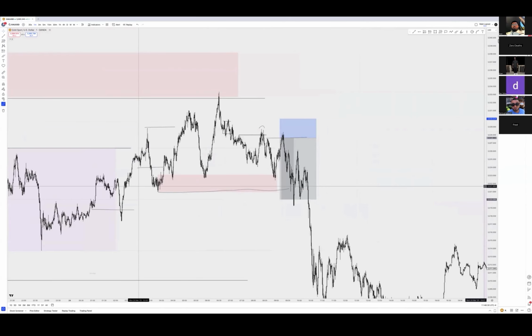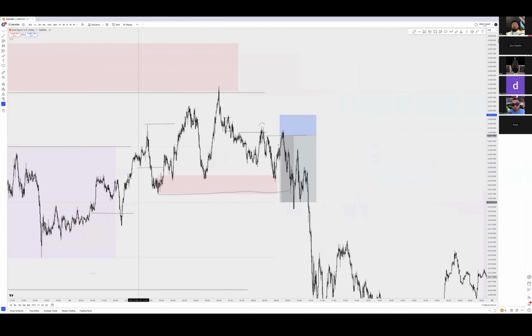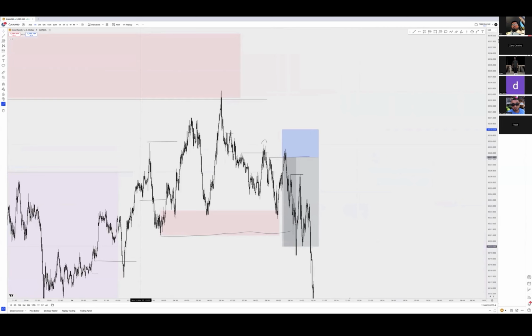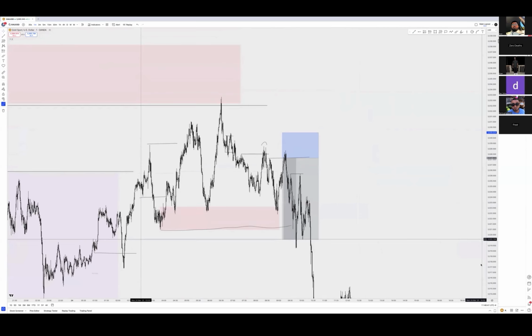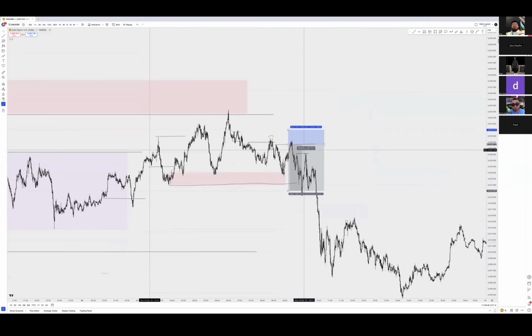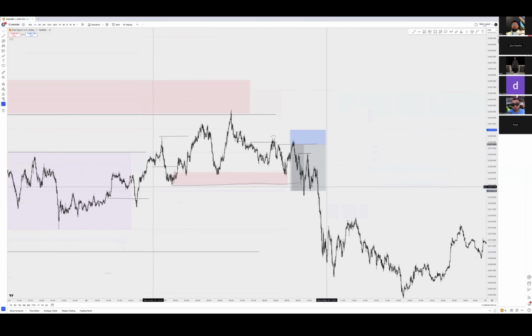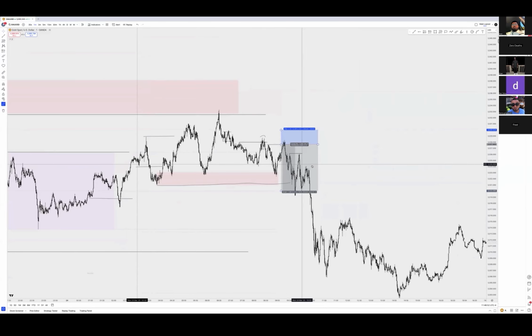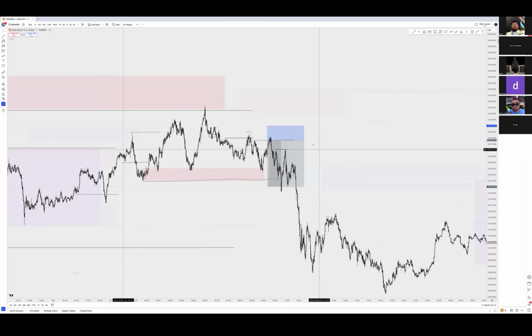Now, I'm not sure if this high got taken out. Let's see. Gets taken out. Okay, that's pretty decent. All right, so market takes out this high, comes lower, builds more liquidity to the downside, and then doesn't really sweep anything, just dives. This was during New York, honestly.